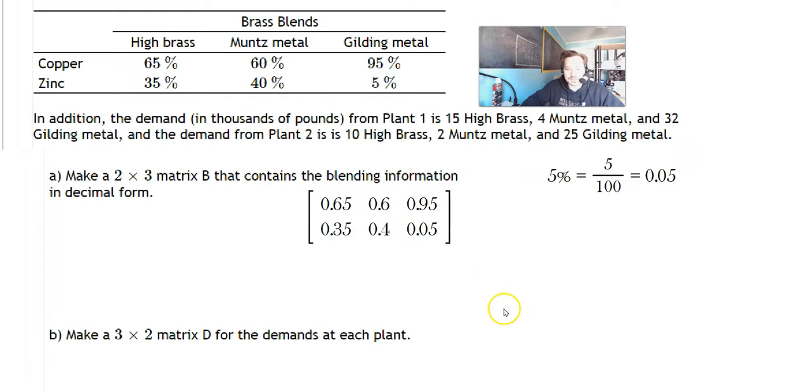Okay, so you're going to make a 3 by 2 here. You're going to have plant 1: 15 high brass, 4 Muntz metal, and then 32 gilding metal. So 15, 4, and 32 represents plant 1. Then you go over to plant 2, and notice it says for plant 2, it's 10 high brass, 2 Muntz metal, and the last one is 25 gilding metal.